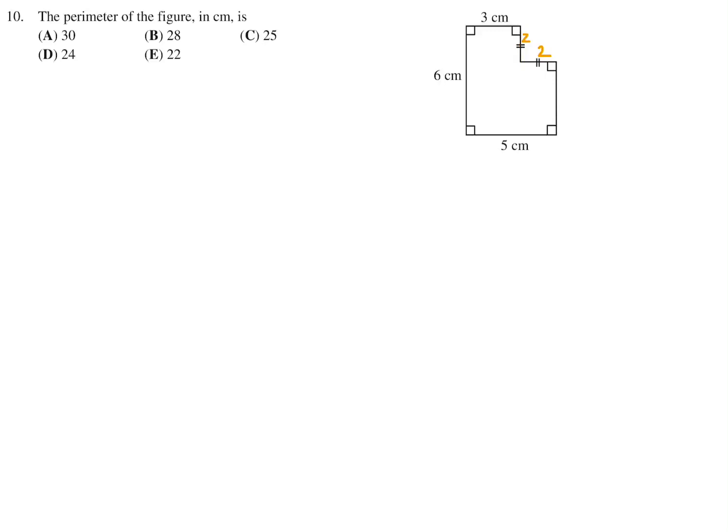And then lastly, we just have to figure out this one. Well, from here to here is 6, and that's 2. So therefore, this must be 6 minus 2, which is 4. So the perimeter of this will be 3 plus 2 plus 2 plus 4 plus 5 plus 6. And if you add all those up, you get 22. And therefore, number 10, the answer is E.